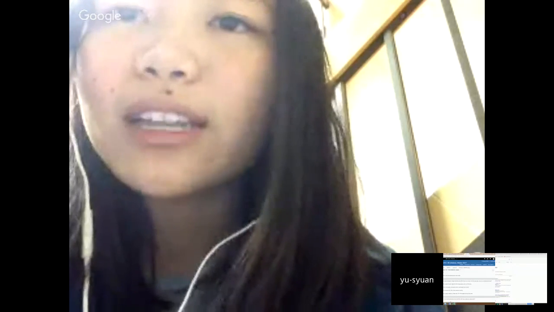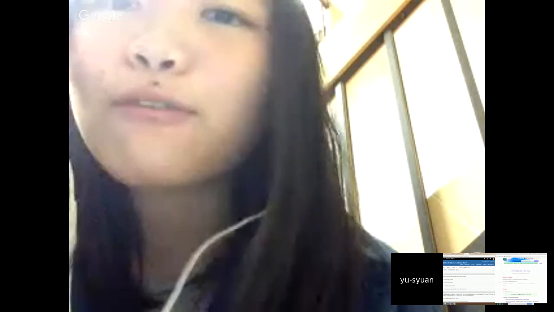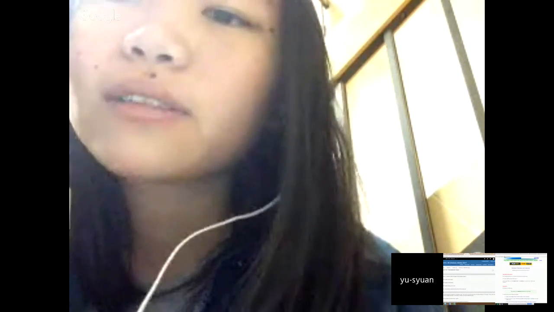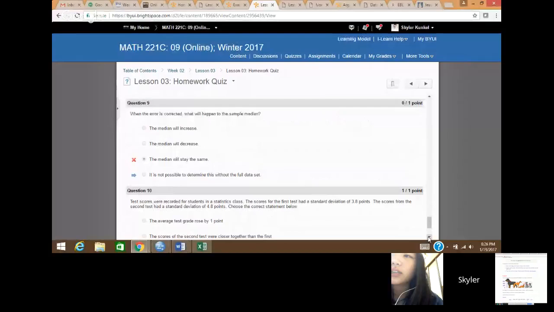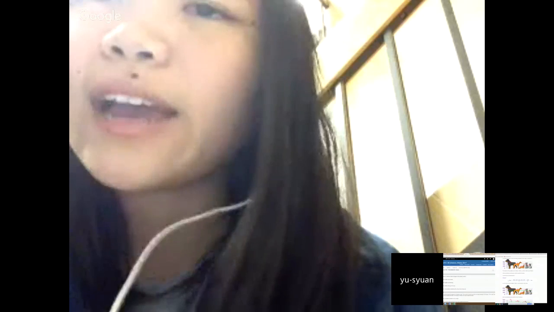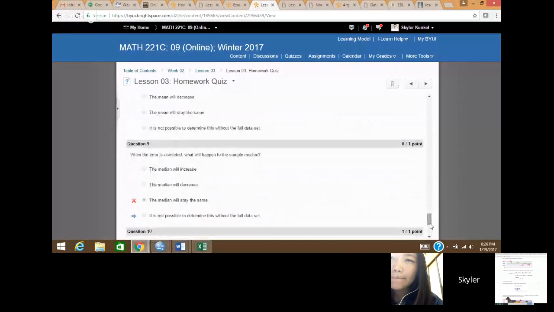But the reason this cannot be determined from the box plot is because we cannot find the mean on the box plot, and that's one of the vital parts needed to calculate the standard deviation. Okay, so when we have a box plot, there is no mean.